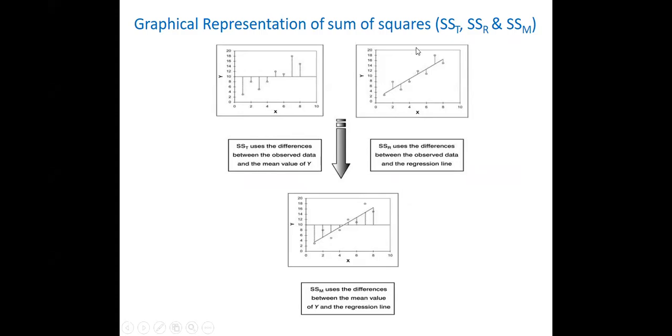I said this first one is the variance, the total variance to be explained. This one is the variance not explained by the model. This one is the variance explained by the model. We have already said that the F ratio is the variance explained by the model divided by the variance not explained by the model. R square, which is the coefficient of determination, is the variance explained by the model over the total variance that needs to be explained.